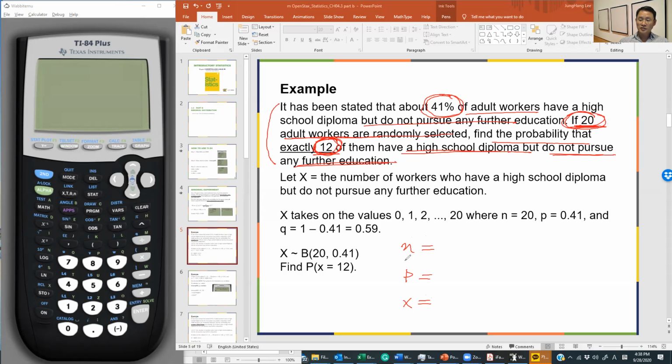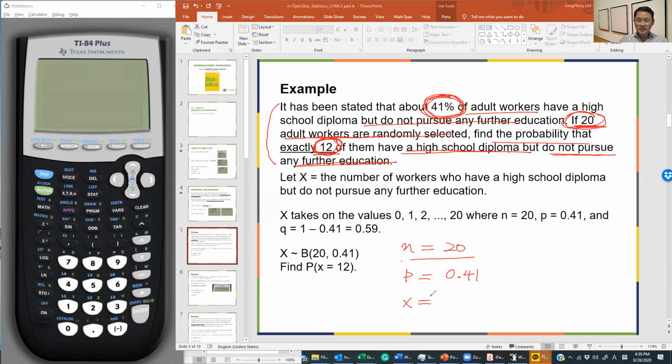Now, n should be the total number of choices, which is 20. Out of n equals 20, p should be the probability of success for each choice, so it's going to be 0.41. Notice that we don't need to find the q, because the calculator can easily find the q just by doing 1 minus p.